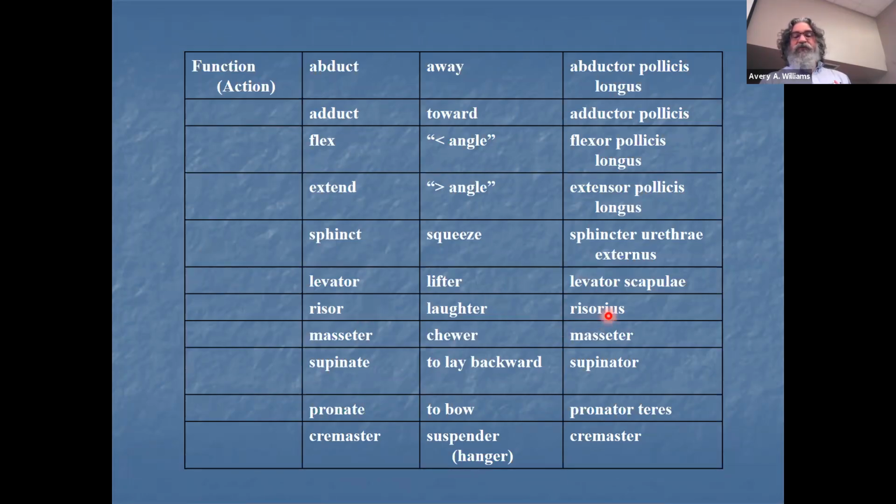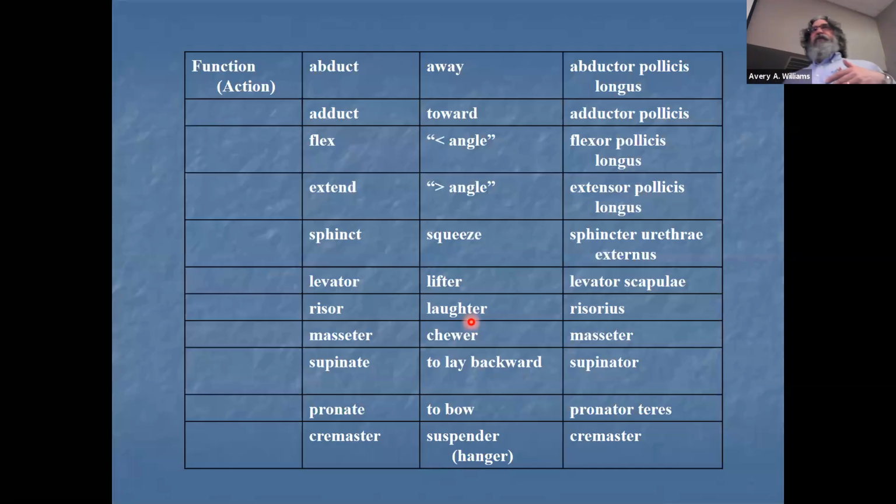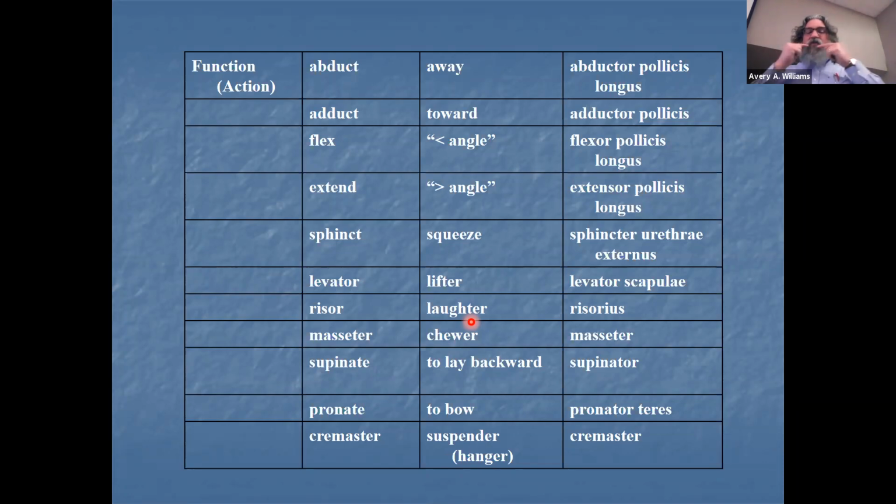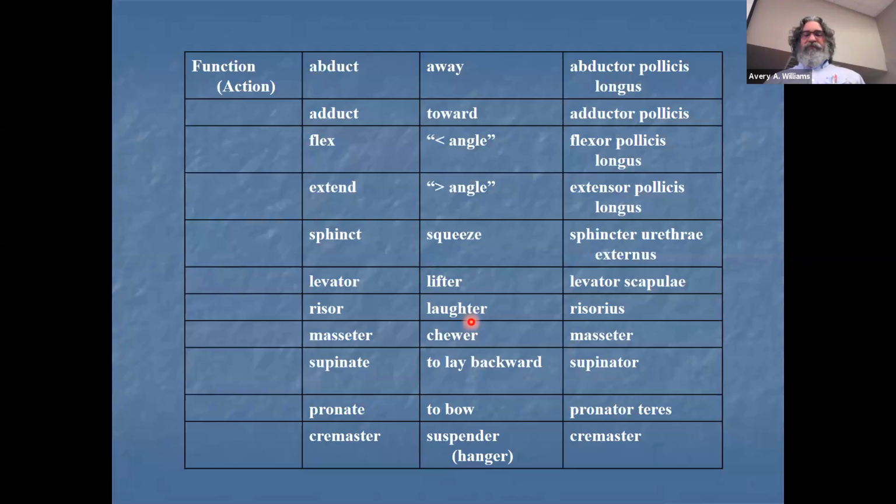All right. Now look at this, risor. There's a muscle called the risorius. Risor means laughter. So the laughter muscle. On the corners of your mouth, there's just one little skinny little muscle that inserts on the corners of your mouth and it anchors up here on the xiphoid process. And when it contracts, it draws up the corners of your mouth. It makes you smile, your smiling muscle, your laughter muscle.